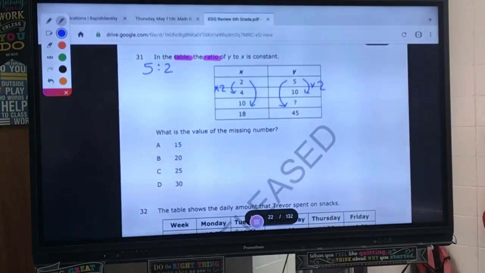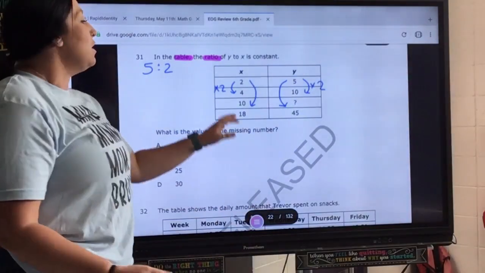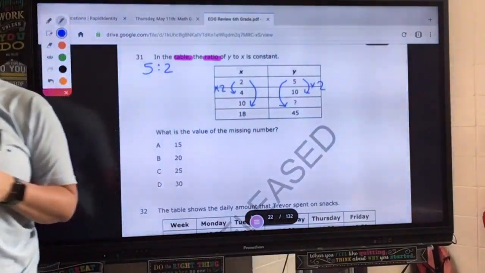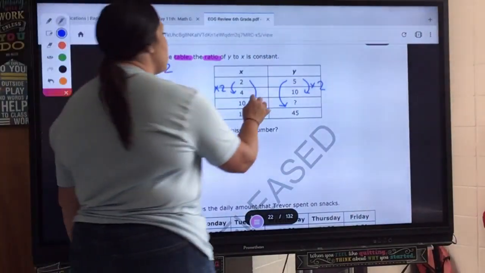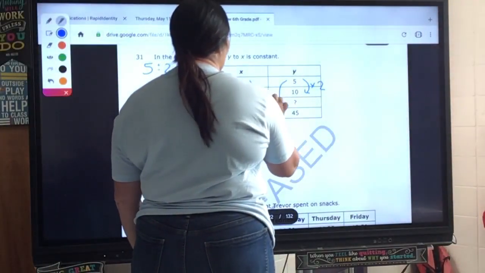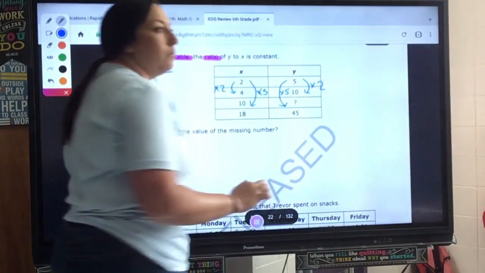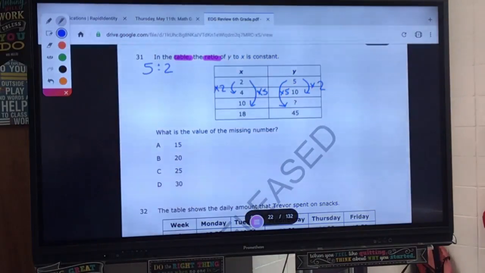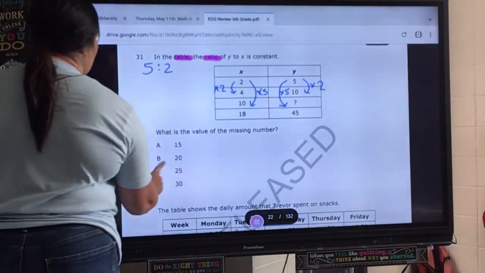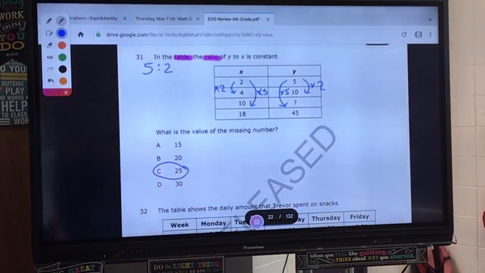Yes. So, Noah, and I know why you said 5. What do you multiply 2 by to get 10? 5. So if I multiply this side by 5, what do I have to do with that side? Not divide it, but multiply it by 5 as well. 5 times 5 gives us what? 25. So that should be your answer.